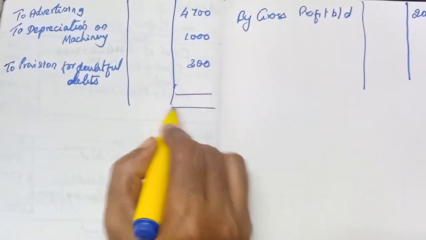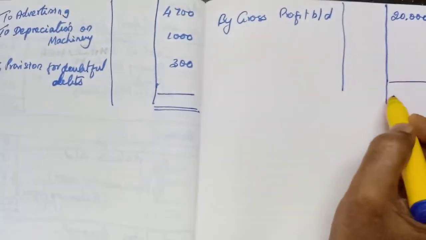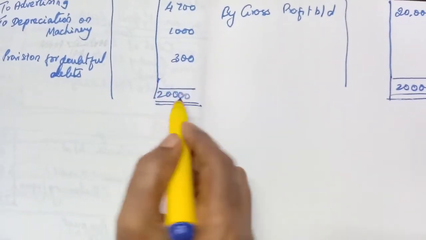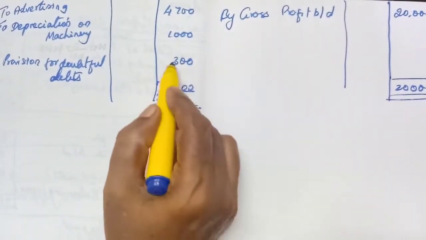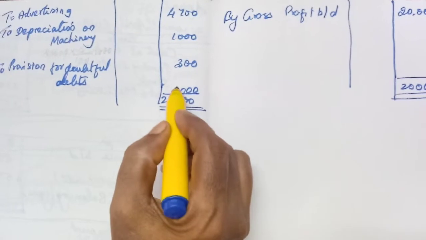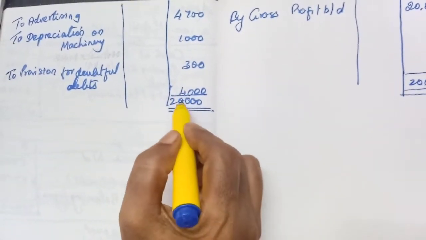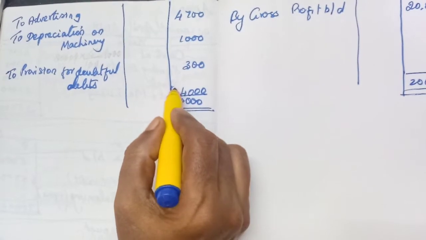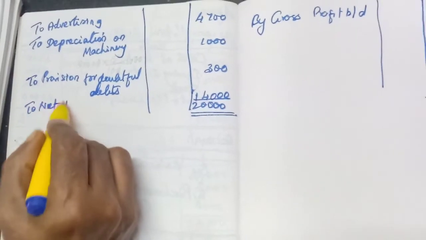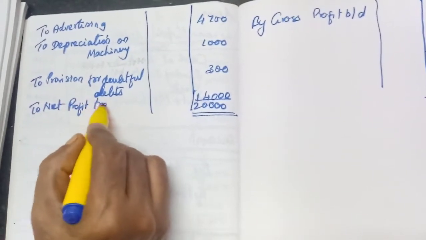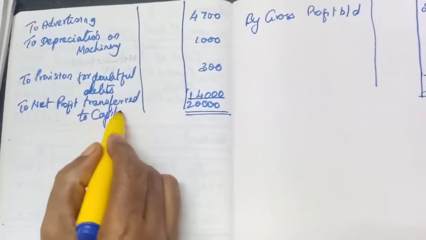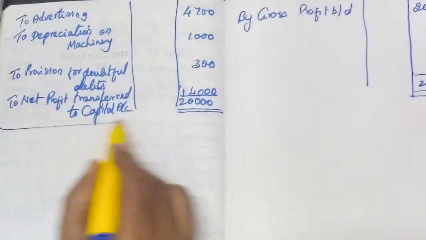Okay. Total, you write 20,000. Here also 20,000. Balance. 7 plus 3, 10, 0. Balance 1. 5 plus 1, 6. 6 plus 4, 10. Balance 1, 1. So 14,000 is the net profit. The net profit is transferred to the capital account. Now that account is also over.